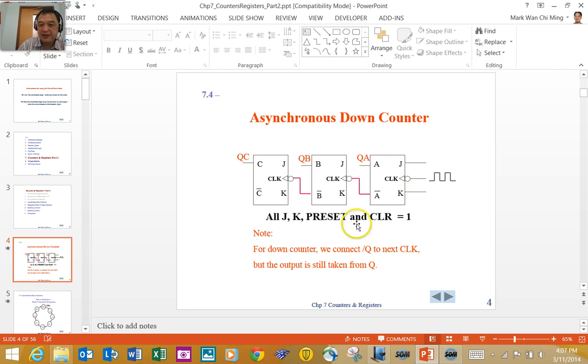Okay, have a look at this. This is an asynchronous down counter. This is very similar to the one we learned before, right? The clock comes in here, but the only difference is they use an inverting output to connect to the clock. So it will count down. Yeah, that means 7, 6, 5, 4, 3, 2, 1.